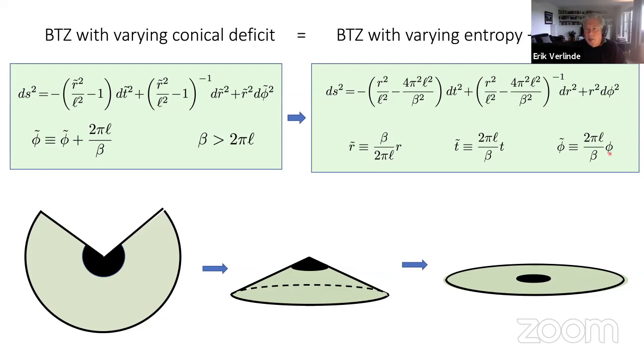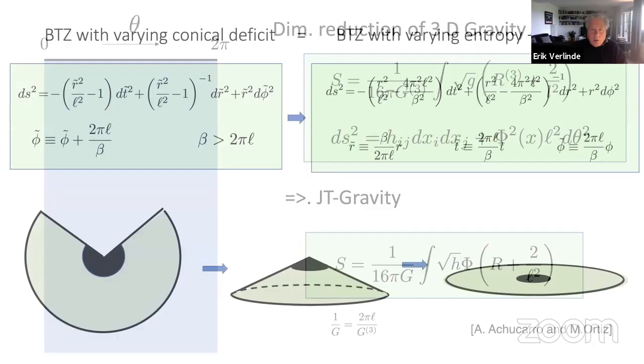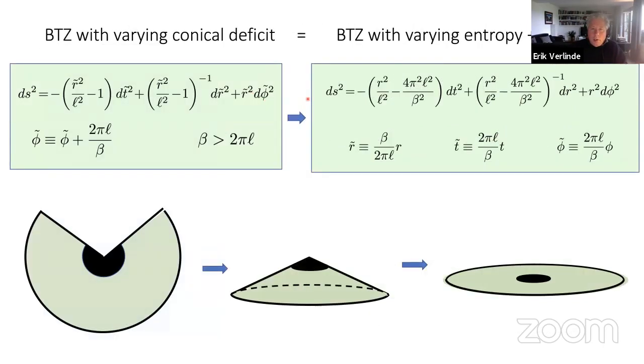As you can see, namely, if phi shifts with 2 pi, I think I'm doing this wrong. Anyway, there's some factor here. I think the 2 pi should be absent here. Sorry about that. Anyway, there's some rescaling that allows you to put this in here. But the main story, the conclusion, is that I can rescale the coordinates here so that it turns again into a BTZ.